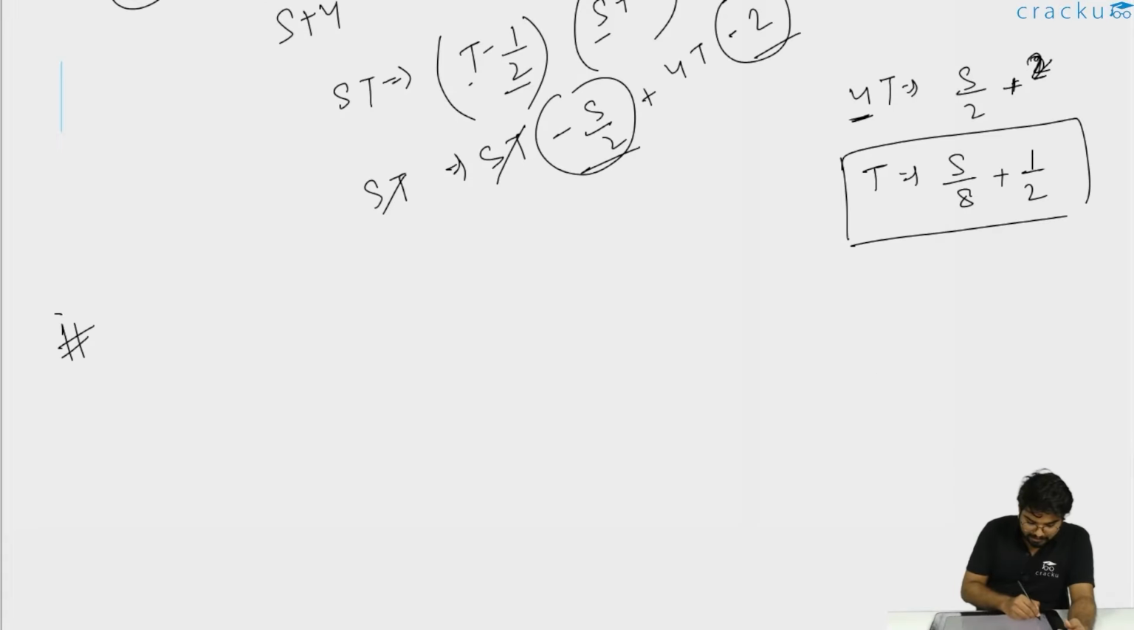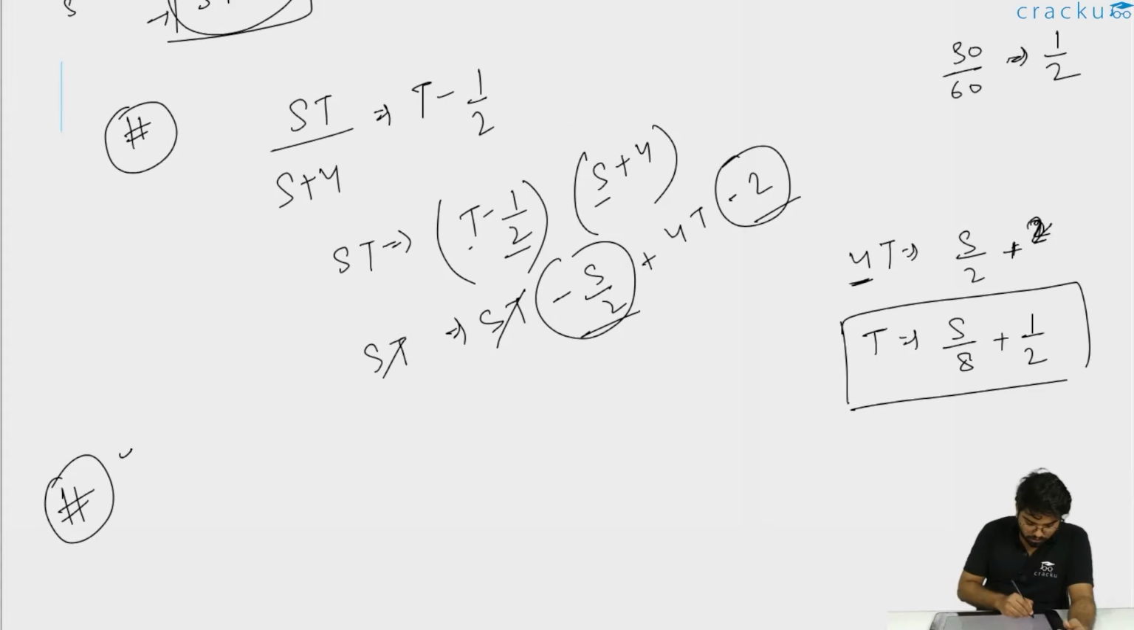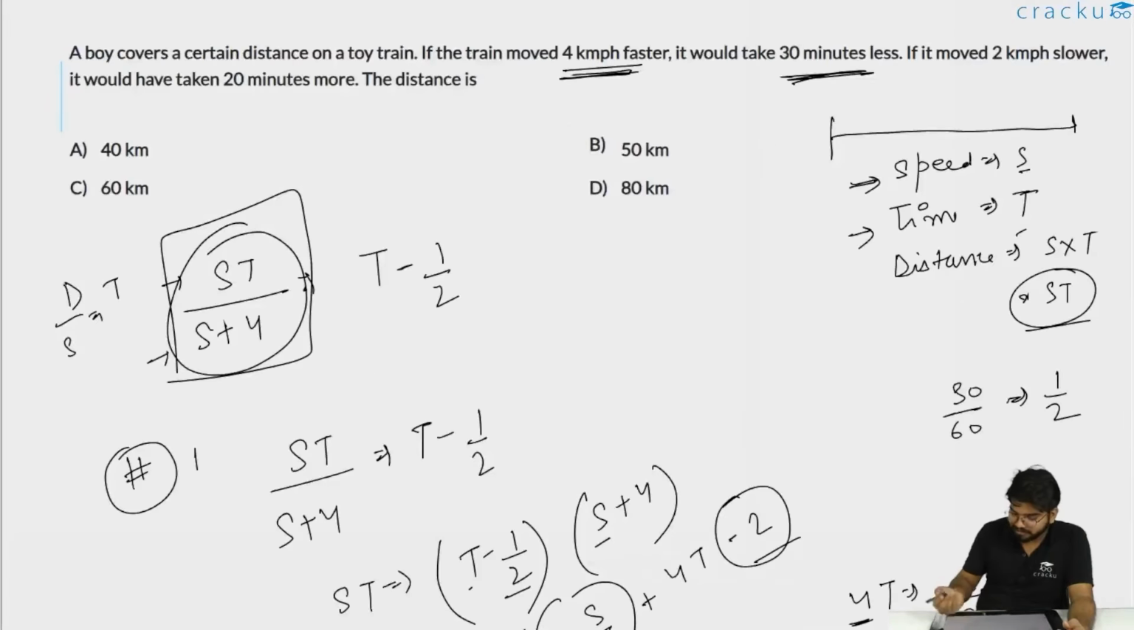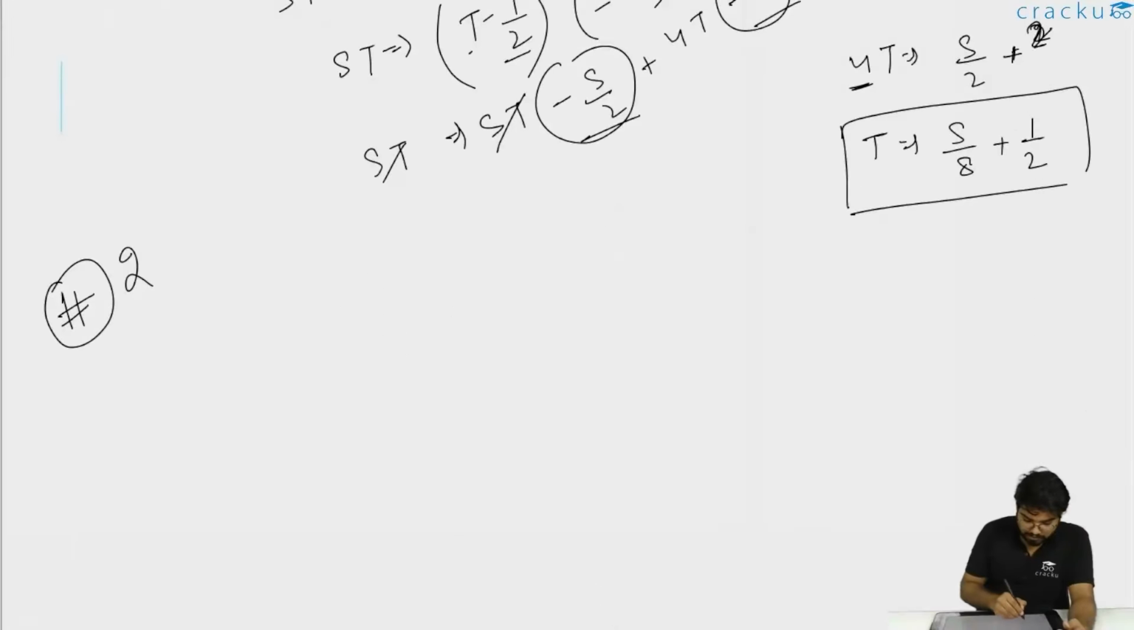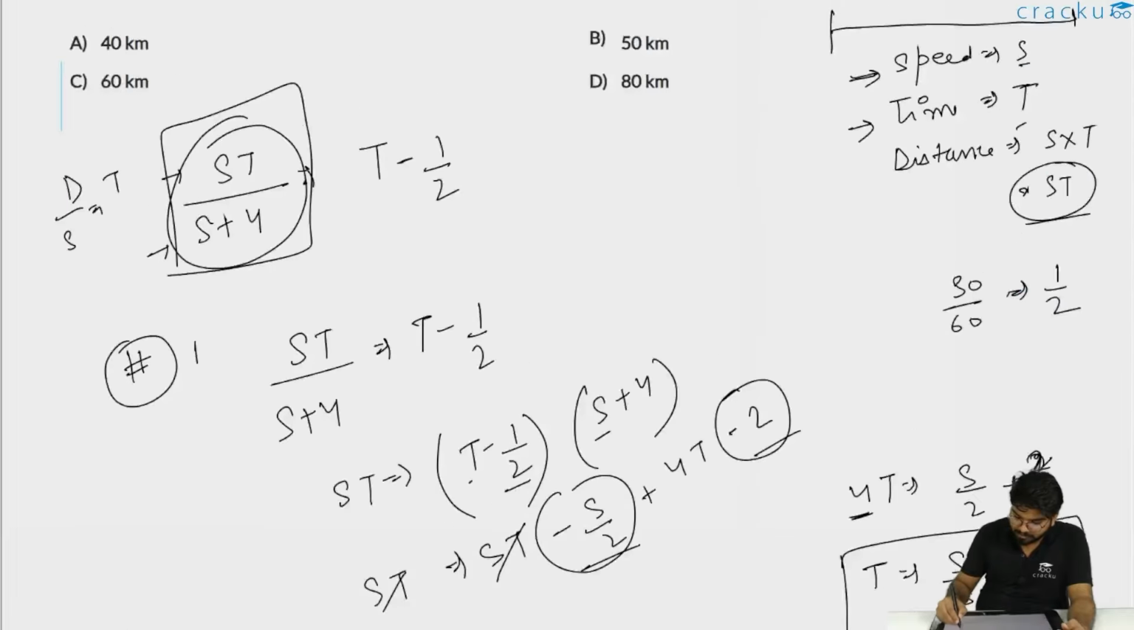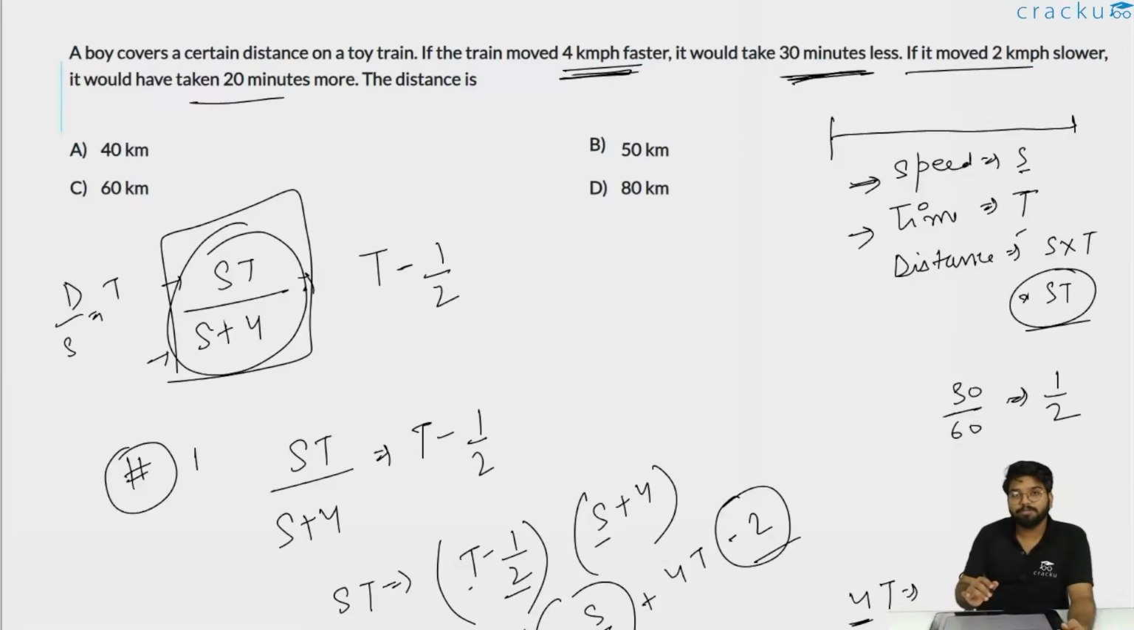Similarly, we are given another equation, that is equation number 2, or basically condition. If it moved 2 km per hour slower, the total distance is st, that is speed into time. Original speed was s, now it is moving at 2 km per hour slower, so speed is reduced by 2. Then the time taken will be 20 minutes more. 20 minutes is what? 20 divided by 60, because we are converting this into hours. This will be 1 by 3.